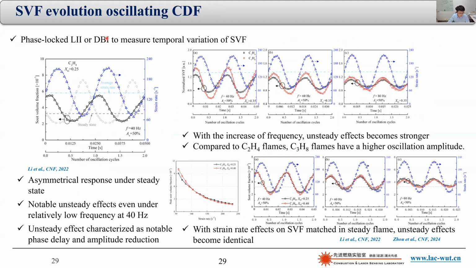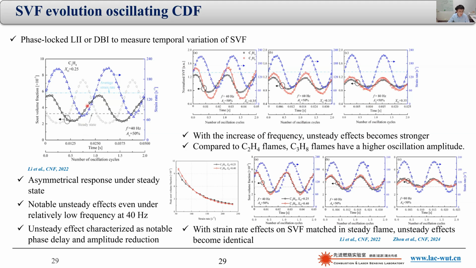Once we have this oscillating flame set up, we perform time-resolved soot measurements with either phase-locked LII or the DBM, as I mentioned earlier. So here is our measurement for typical oscillating flames, where the black symbols measure the peak soot volume fraction as a function of time. The blue measures the global strain rate, which is from the PIV measurement. Also included is the soot volume fraction measured in static flames. So actually, the difference between the black curve and the gray curve is what we call the unsteady effects. You can see these unsteady effects are characterized by a notable phase delay and amplitude reduction.